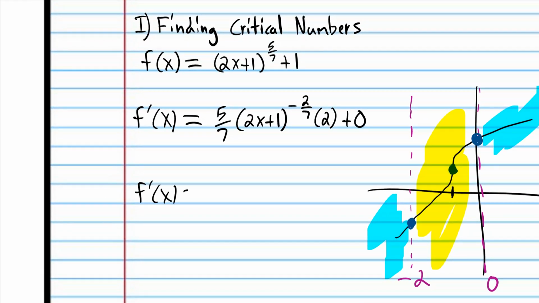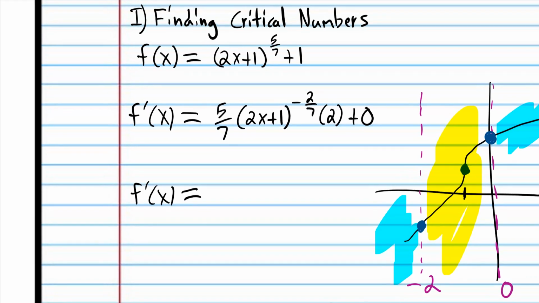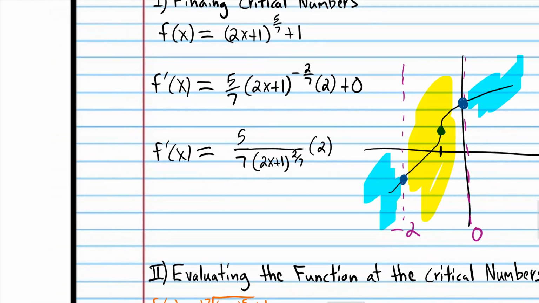So if we simplify this, we have 5/7 or 5 over 2x plus 1 to the positive 2/7. I'm going to go slow here so you know what's happening. And then that turns into 10. 2 times 5 is 10. 10 over 7 times the 7th root of 2x plus 1 to the second power.